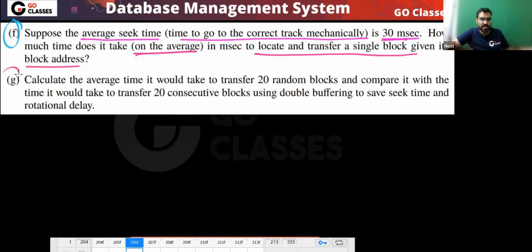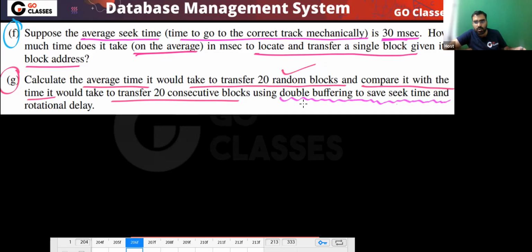Now, what the question is asking in the next part: calculate the average time it would take to transfer 20 random blocks. Read the question carefully. Compare it with the time it would take to transfer 20 consecutive blocks using double buffering. Actually, what is this double buffering? This is also given in the question. You don't have to worry about what double buffering is. In double buffering also, this information is given, that you don't have to take seek time and rotational time again and again. Are you getting my point?